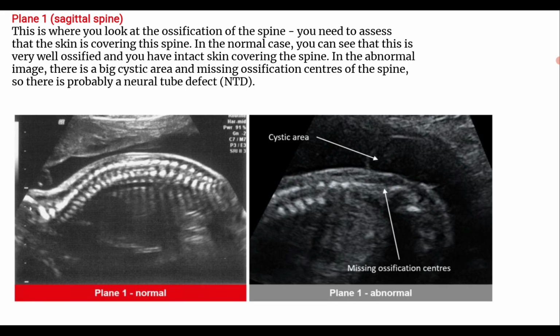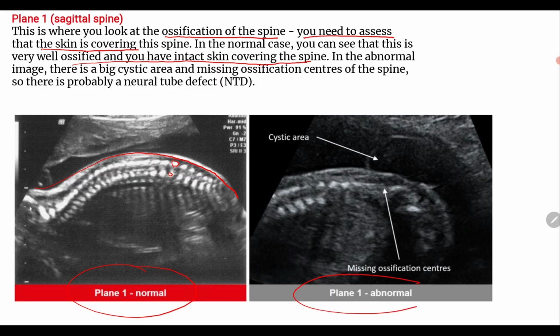Here, plane 1 is your sagittal spine. This is where you look at the ossification of the spine. You need to assess that the skin is totally covering the spine. In the normal case you can see how the skin is totally covering the spine. There is no defect at all. There will be the ossification centers, very well ossified, and you have intact skin covering the spine. This is the first plane, the normal case.